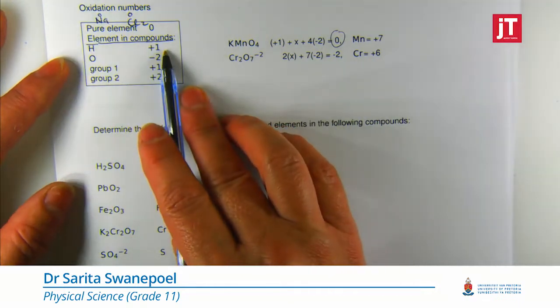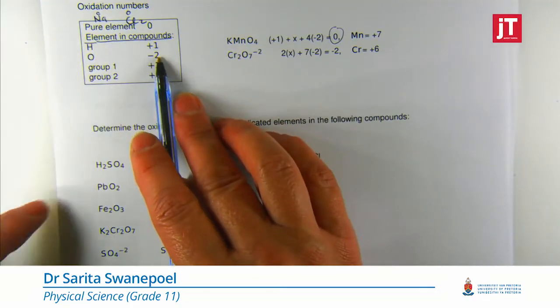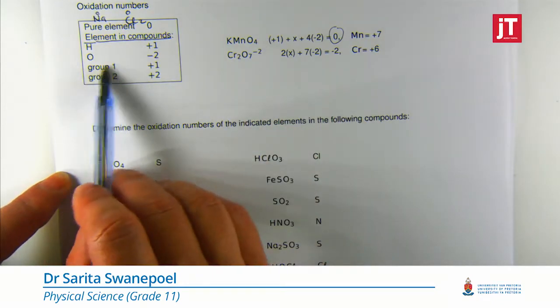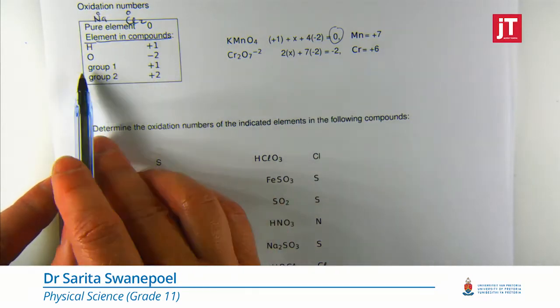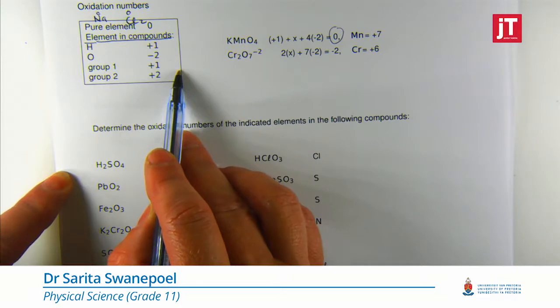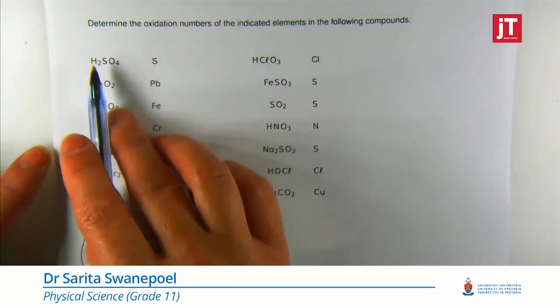Hydrogen, we're always going to take as +1. Oxygen, we're always going to take as -2. Anything that's in group 1 on the periodic table is +1. Anything in group 2 is +2. So let's start with this one.